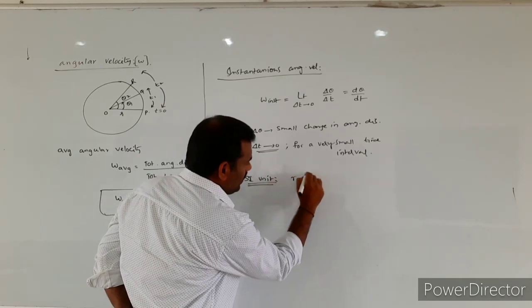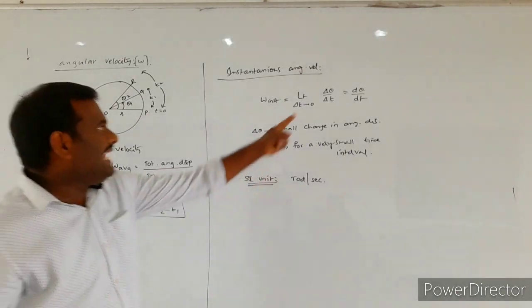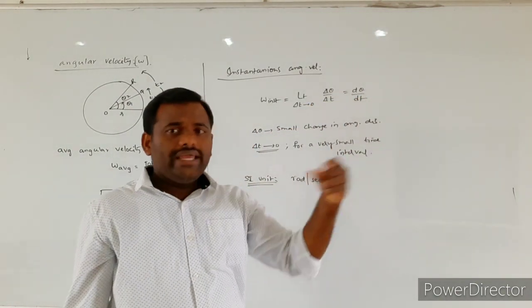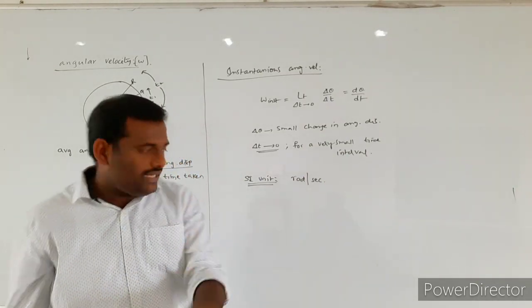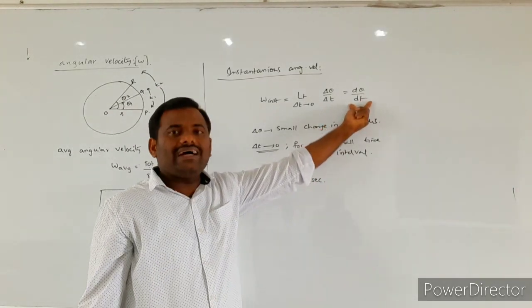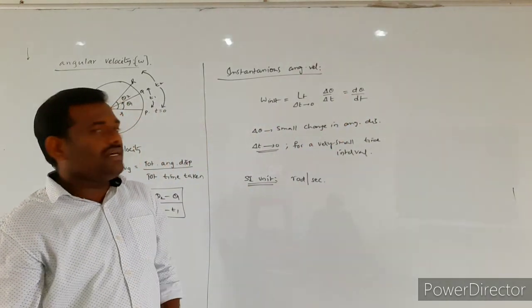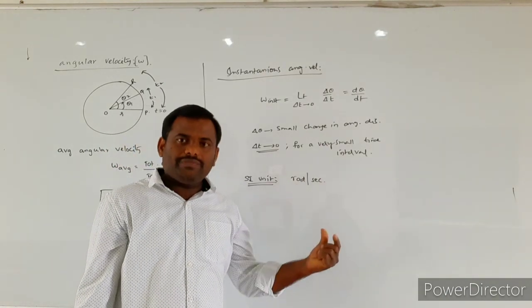SI unit is equal to radian per second. So delta theta by delta t. What is the delta theta? Angular displacement. Yesterday we discussed what is the SI unit of the angular displacement? Radian. So time means what? Second. The SI unit of instantaneous angular velocity or average angular velocity is nothing but radian per second.